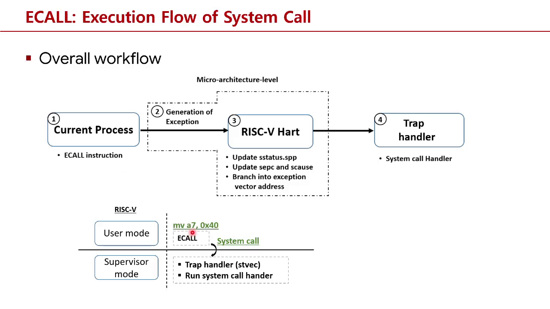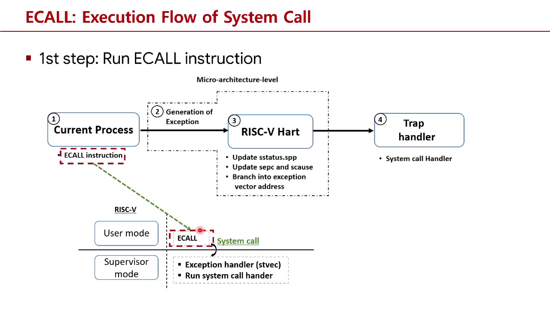Before running the ECALL assembly instruction, the system call number is specified using the A7 register. The A7 register will be accessed in the trap handler to find out the corresponding system call handler. This is the first step. The user application runs the ECALL assembly instruction.